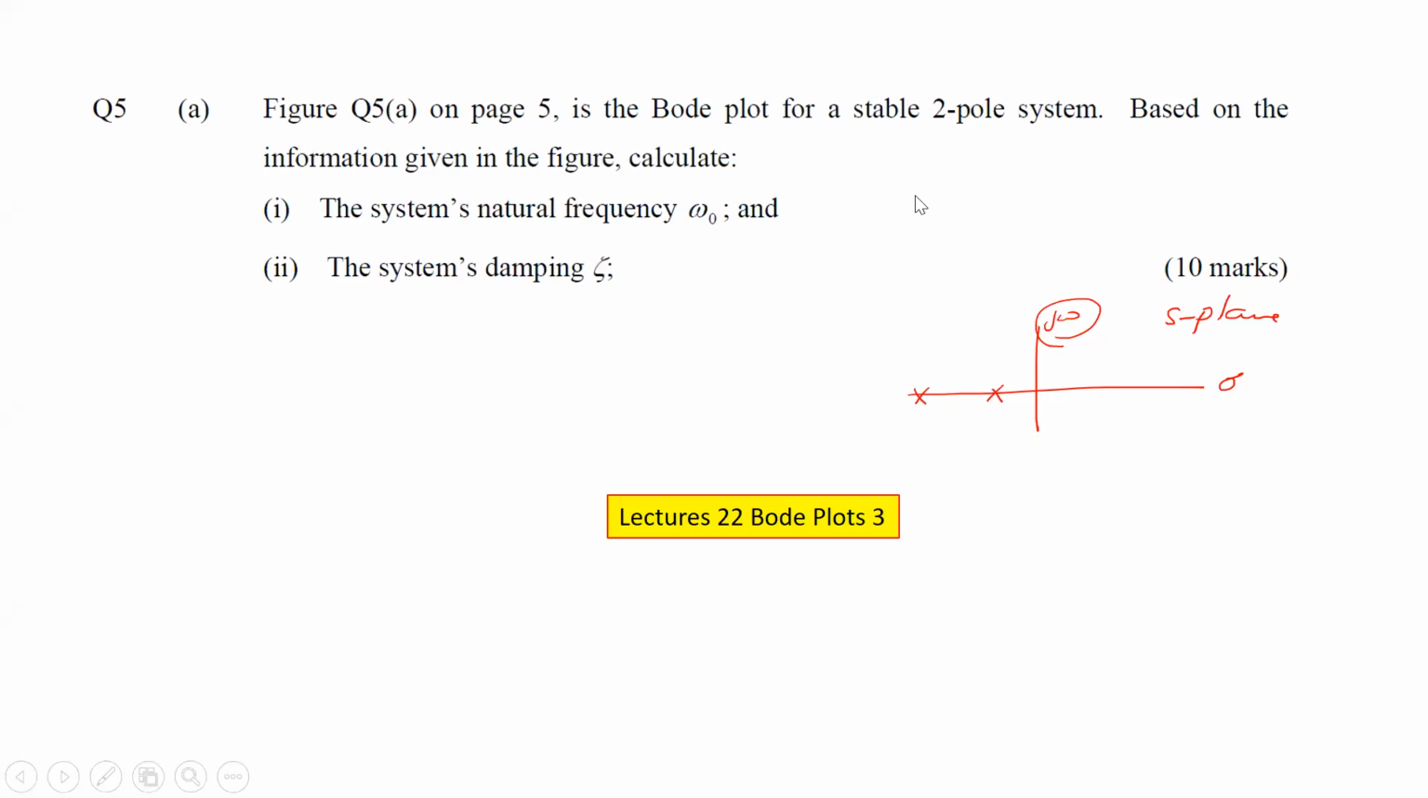Oops, wrong slide here. Where's the slide?